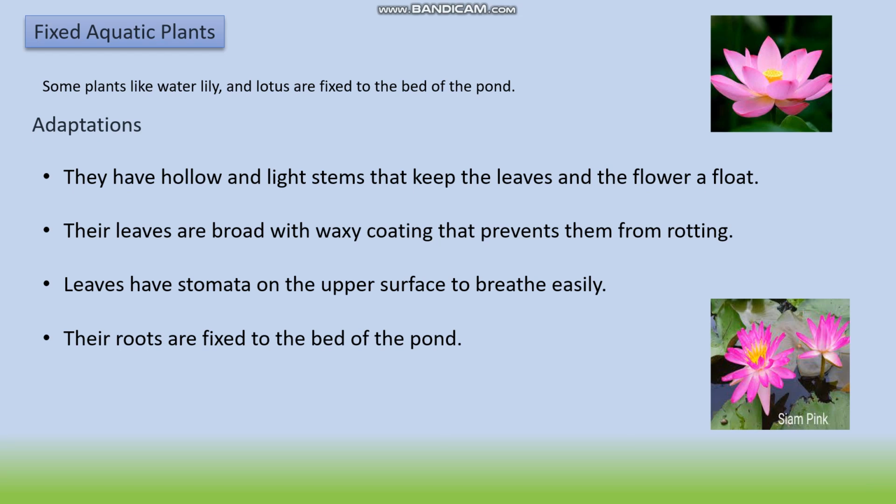And next, fixed aquatic plants. Some plants like water lily and lotus are fixed to the bed of the pond. You can view the example of lotus and water lily pictures on your screen. What are the adaptations of these plants? They have hollow and light stems that keep the leaves and the flower floating. Their leaves are broad with a waxy coating that prevents them from rotting. Leaves have stomata on their upper surface to breathe easily, and roots are fixed to the bed of the pond.